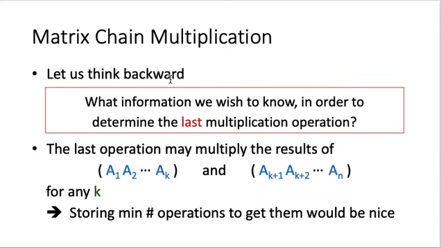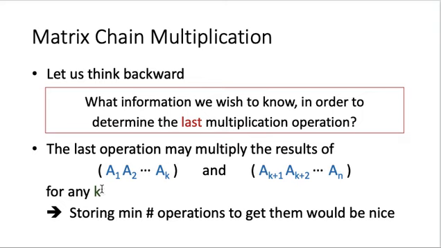So we could think backward. This is the usual way of solving a problem with dynamic programming. So to think backward, we will think, okay, what information we wish to know in order to determine the last matrix multiplication operation. For the last operation, we may already have obtained the product of A1 up to AK, and the product of AK plus 1 up to AN. So we get these two matrices, and the last operation just multiplies these two together.